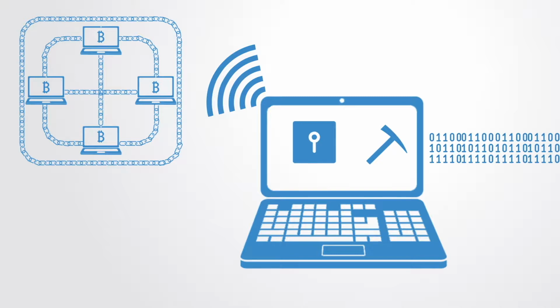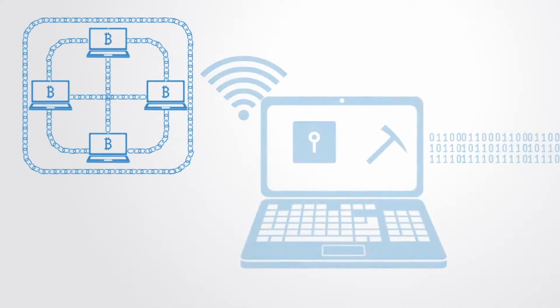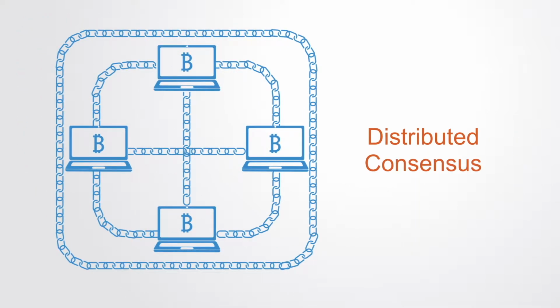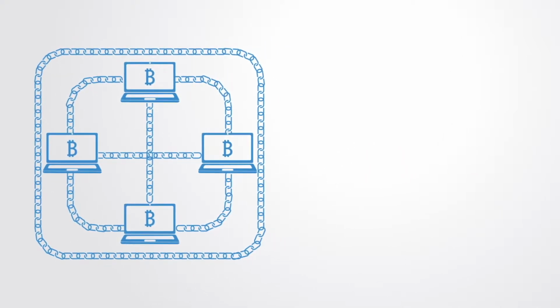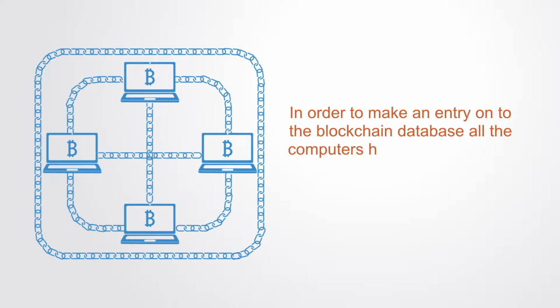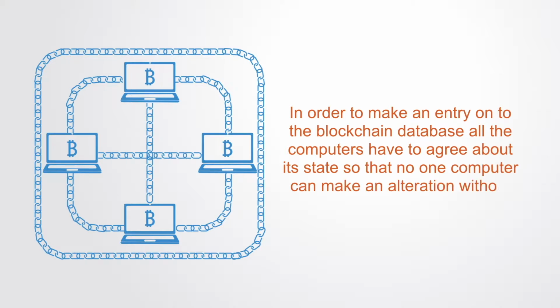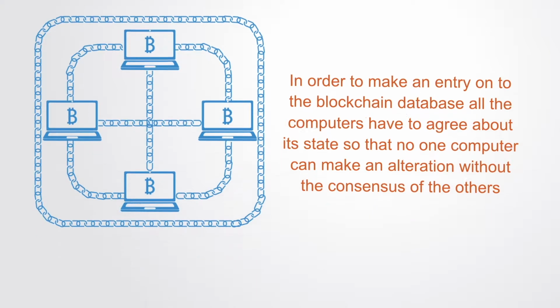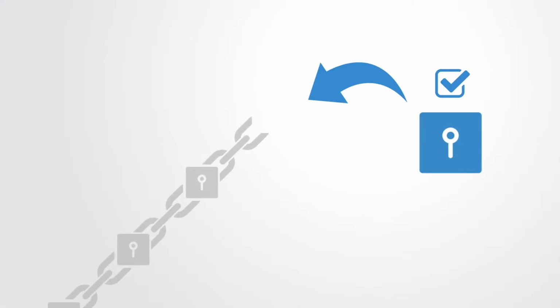Because there is no centralized component to verify the alterations to the database, the blockchain depends upon a distributed consensus algorithm. In order to make an entry onto the blockchain database, all the computers have to agree about its state, so that no one computer can make an alteration without the consensus of others. Once completed, a block goes into the blockchain as a permanent record. Each time a block gets completed, a new one is generated.